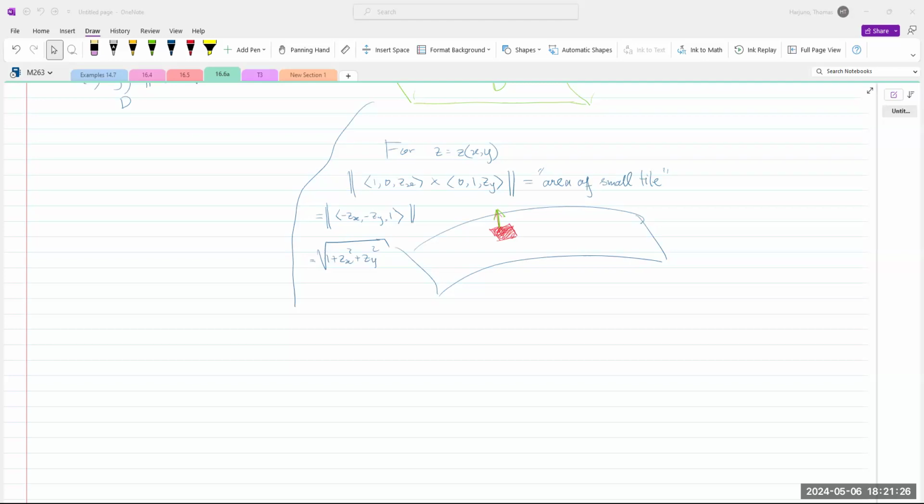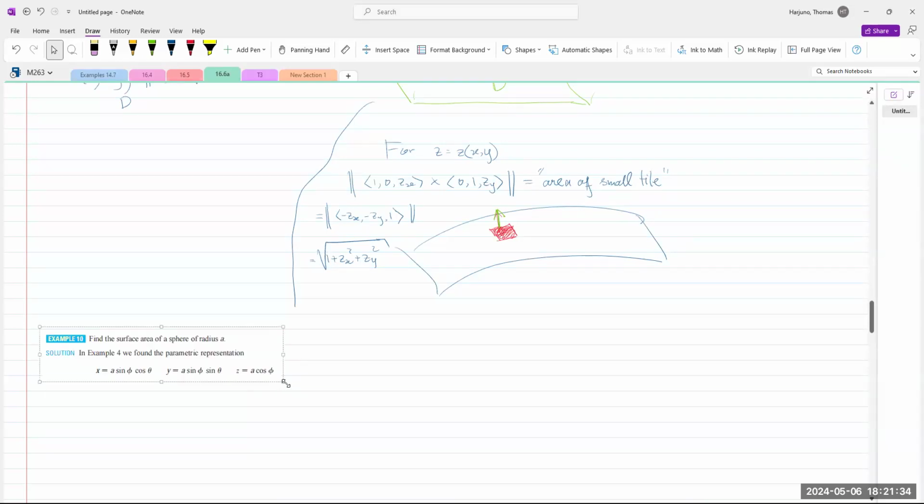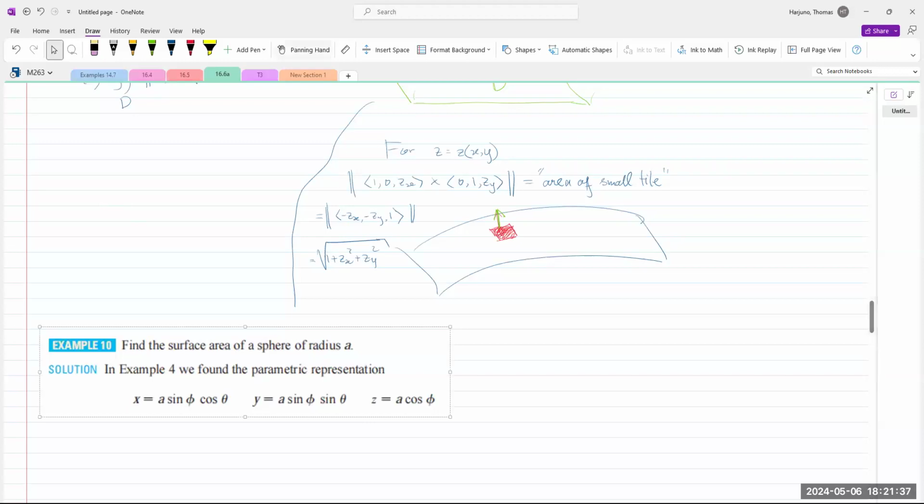And you will see this surface a lot. So let's actually talk about this. Find the surface area of a sphere with radius a. Now, we know what the surface area of a sphere is. The surface area of a sphere is 4 pi r squared. In this case, because the radius is a, it will be 4 pi a squared. But I think it's not about the surface area of a sphere. It's about how we do that using a parametric representation of that surface.